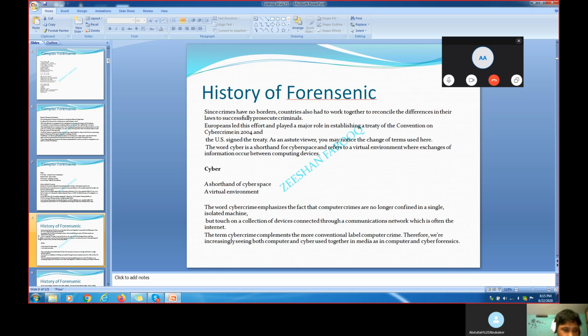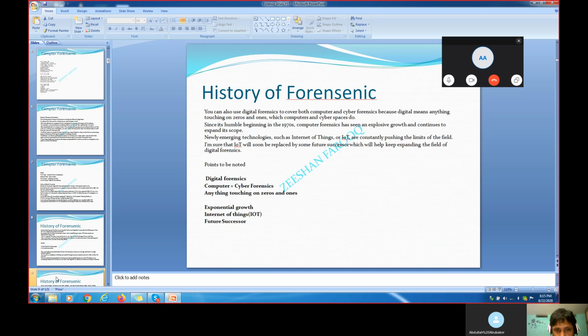Now, what is the word called forensic? What is the main difference between these two? The main difference between these two is computer: anything touching is zeros and ones. Whatever we are passing, whatever activity we are performing on a laptop, it will be in the form of zeros and ones, right? Points to be noted.